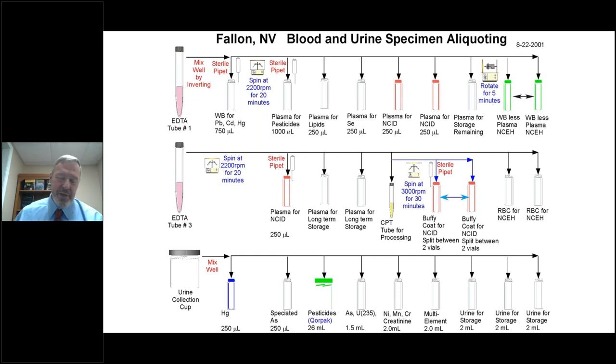Even for urine, you have to remember that a lot of times, especially in small children, you don't get a lot of urine when you collect urine from children. So you've got to keep the needed amount of urine small as well.